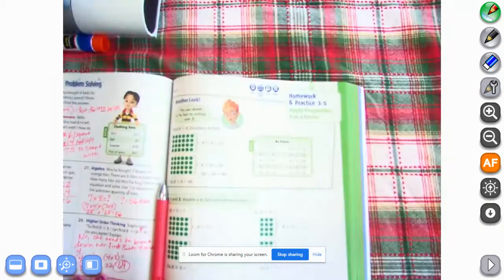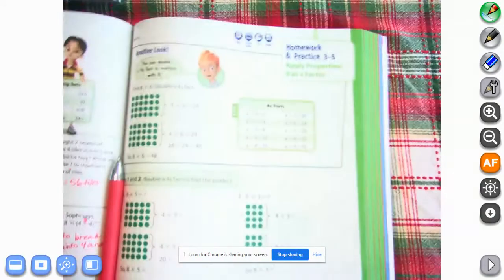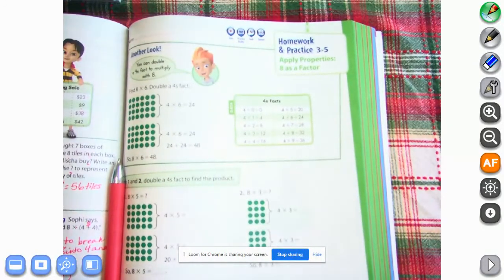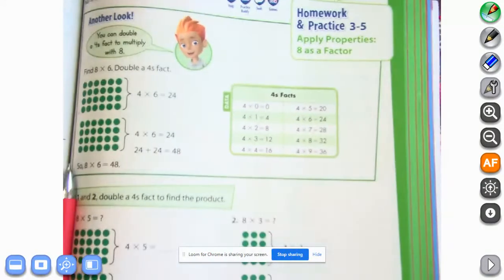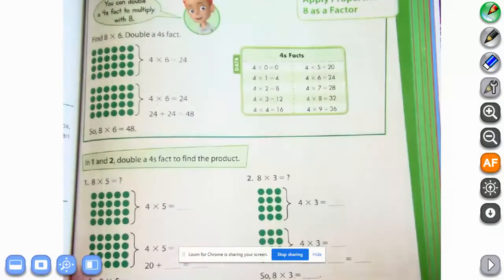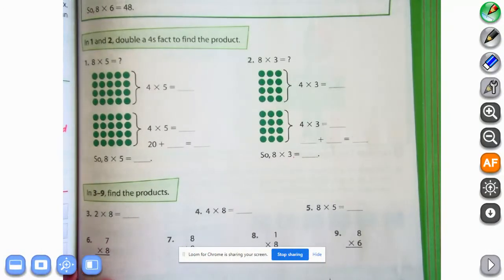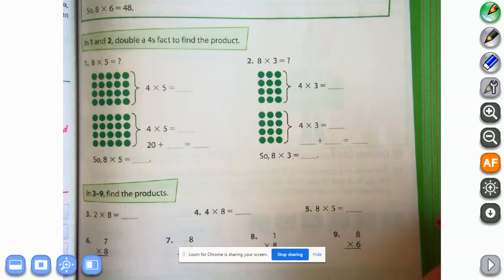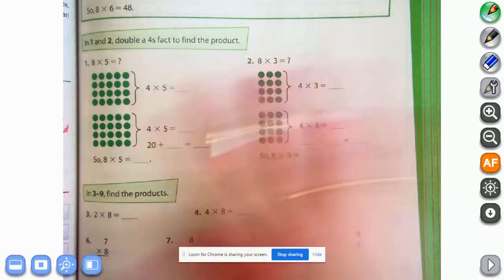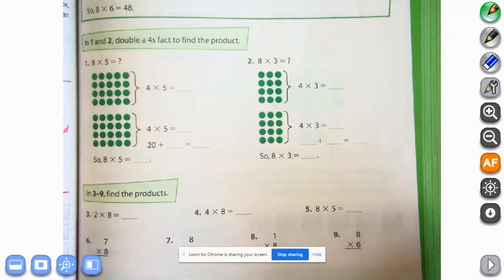All right, so we are working on page 137, and we're going to correct our homework. And we're going to be doing our next lesson a little different. So let's get this one done completely, and then I'll tell you how we're going to do the next one.